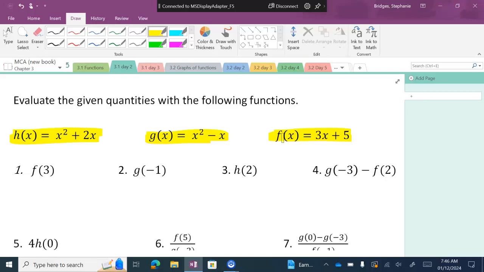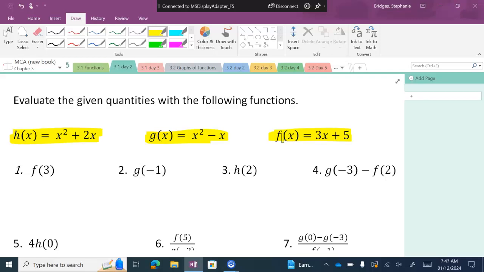So h of x is equal to x squared plus 2x. G of x is equal to x squared minus x. And f of x is equal to 3x plus 5. So the first few, 1, 2, and 3, is just asking us to find the value of the function when x equals a certain number. So for example, number 1 is wanting us to find the value of the f function when x is 3.